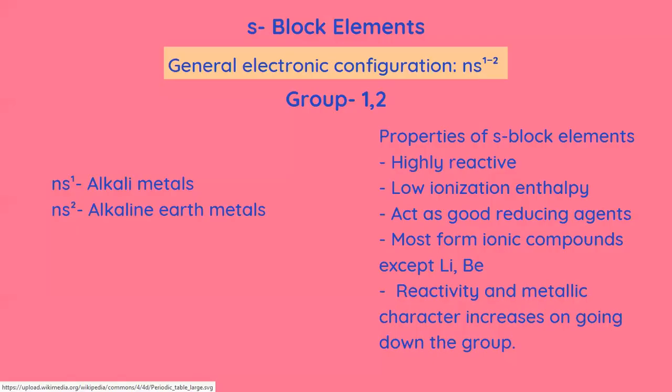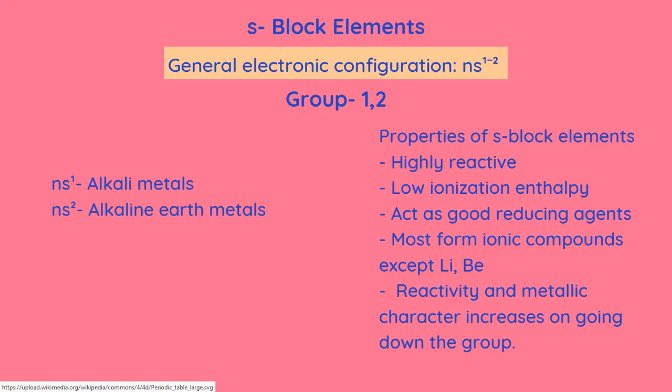The next is low ionization enthalpy. For now, just understand that they have a low ionization enthalpy. Later in this chapter, when we talk about the individual properties of these groups, that's when we will be learning in detail as to what ionization enthalpy is.